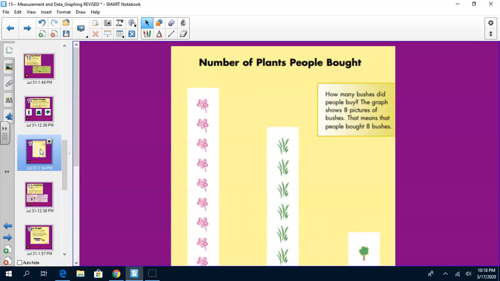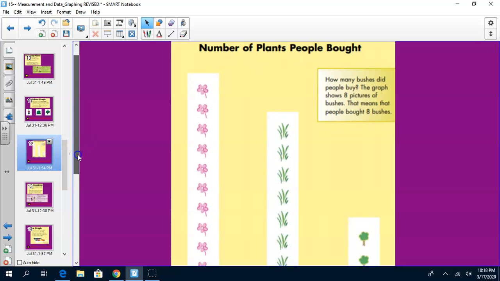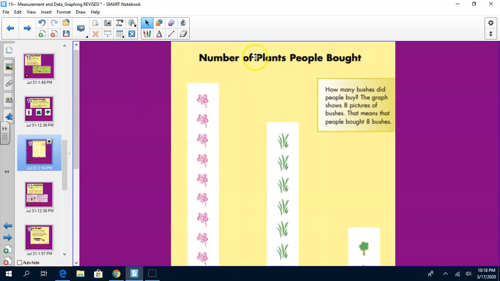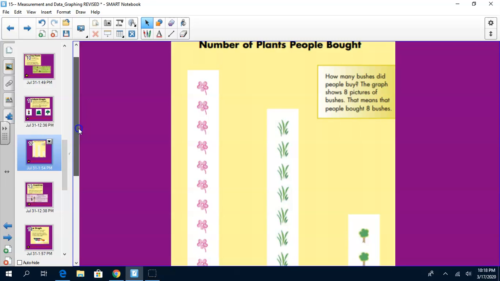So here's an example of a picture graph. And again, up here is our title, Number of Plants People Bought. How many bushes did people buy? The graph shows 8 pictures of bushes. That means that people bought 8 bushes.